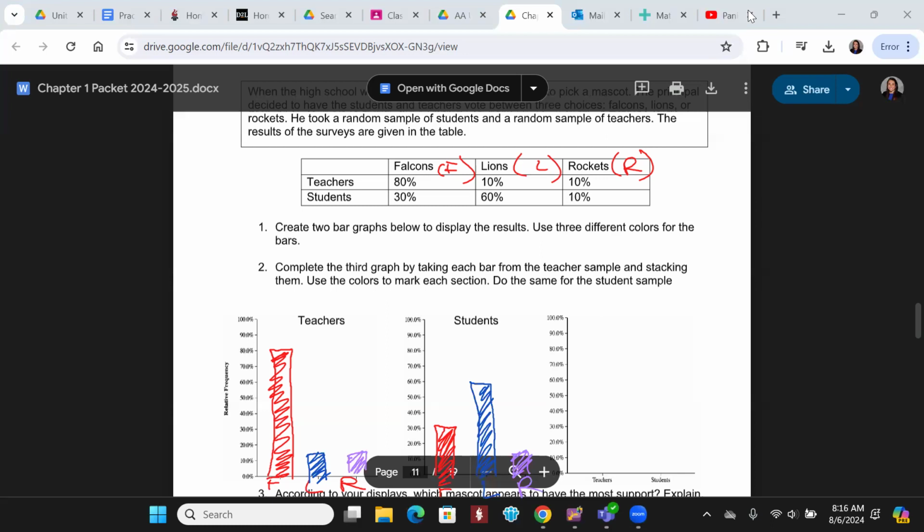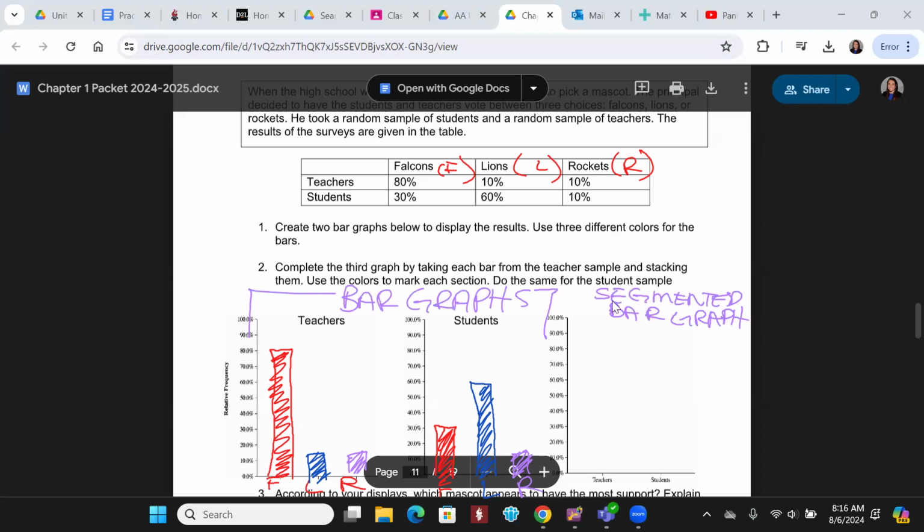Not a fan. All right, so we've seen over the past 2 days, these are called bar graphs right here, the students and the teachers. Now we're going to talk about a segmented bar graph. That's going to be this one over here. This is going to fill up to 100%.